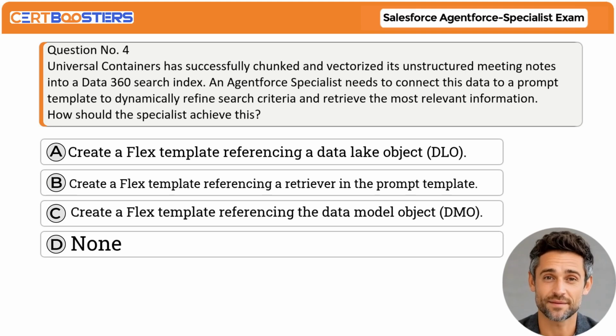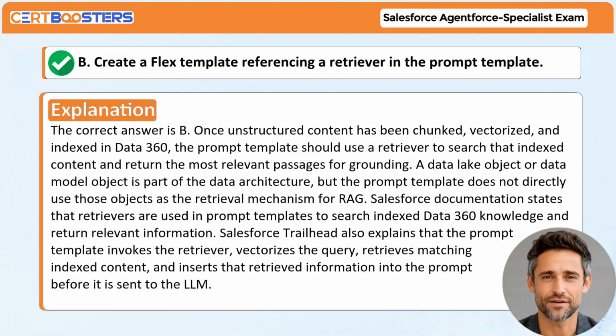A. Create a flex template referencing a data lake object DLO. B. Create a flex template referencing a retriever in the prompt template. C. Create a flex template referencing the data model object DMO. D. None. Correct answer: B. Create a flex template referencing a retriever in the prompt template. Explanation. The correct answer is B.